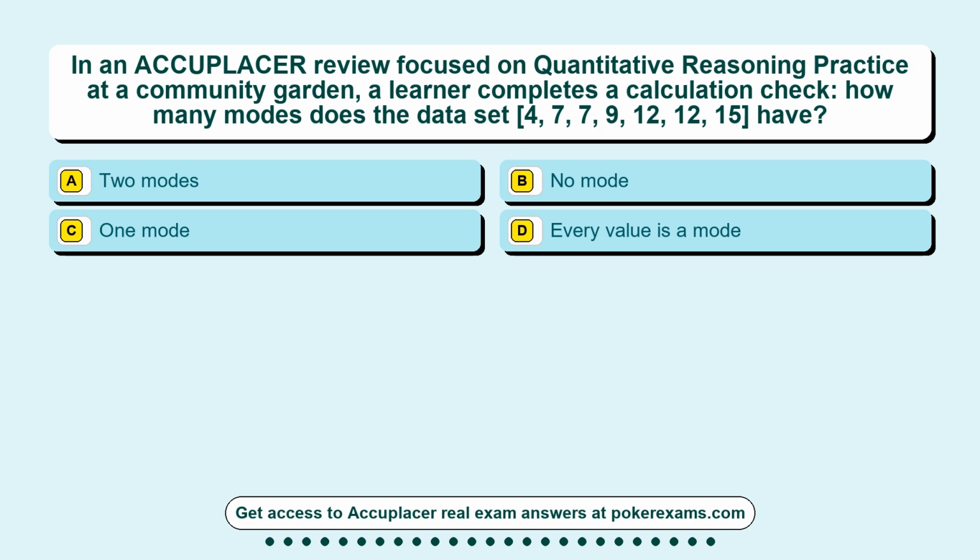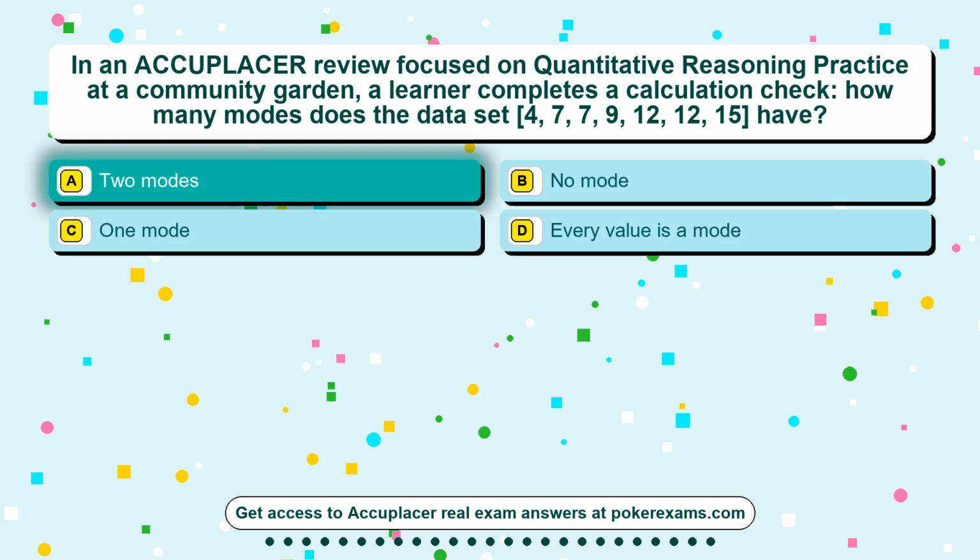Question 4. In an ACCUPLACER review focused on quantitative reasoning practice at a community garden, a learner completes a calculation check. How many modes does the data set 4, 7, 7, 9, 12, 12, 15 have? Option A, 2 modes. Option B, no mode. Option C, 1 mode. Option D, every value is a mode. The correct answer is option A, 2 modes.